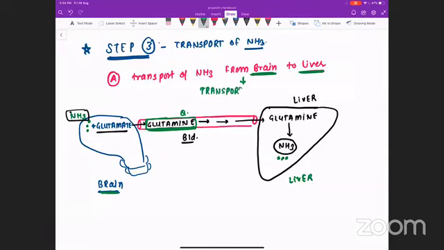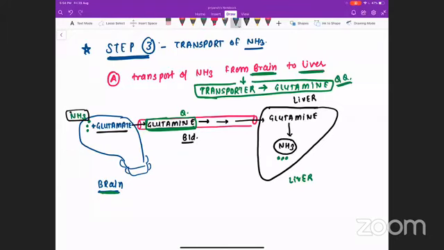So I can say the name of the transporter is important. If you have understood the entire process, very good. If not, just remember the name of the transporter. The name of the transporter of ammonia from brain and most of the tissues is glutamine. From brain and most of the tissues, it is glutamine that is going to transport the ammonia.